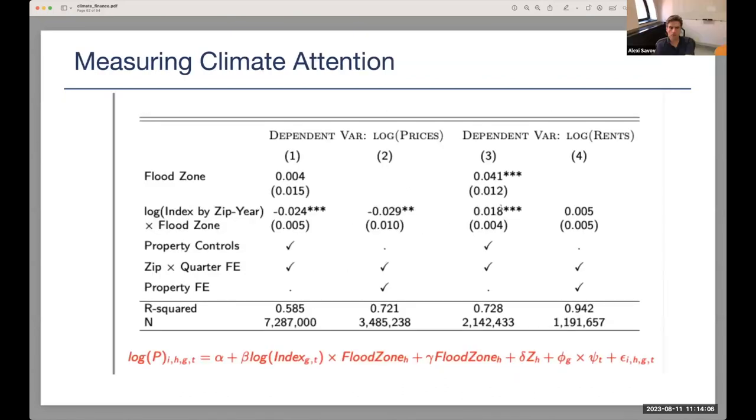Any idea what drives the attention? Is it, there's a hurricane or something? Okay, so we don't know exactly that. So that's actually a concern, right? Because what we would worry about is that maybe this drop in prices is not because people get worried about climate risk. It's because there was a hurricane. The hurricane destroyed the house, and the house now is less valuable, and we're also worried about climate. So that would be kind of a confounding effect, right?